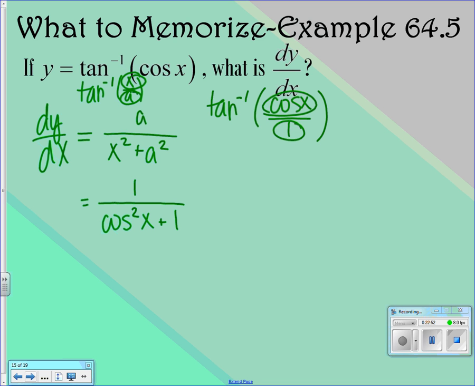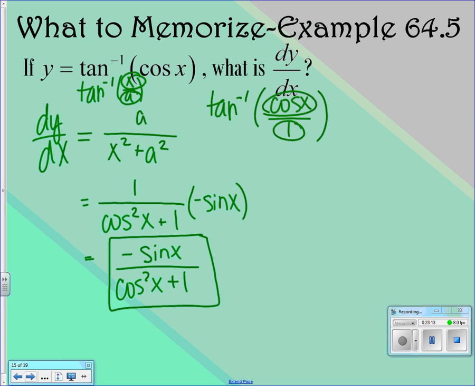However, there's one more thing that we have to apply. We have to actually take the derivative of x. So, what is the derivative of cosine of x? Negative sine x. And so our final answer is negative sine x over cosine squared x plus 1. And that would be your derivative. So you use your formula, but then you have to remember to actually take the derivative of this cosine of x right here. Once you multiply those two together, you can't really simplify it any further than that, so we leave it just like that.